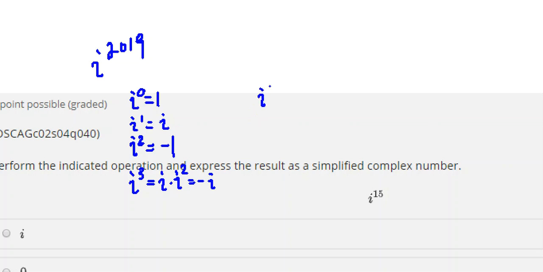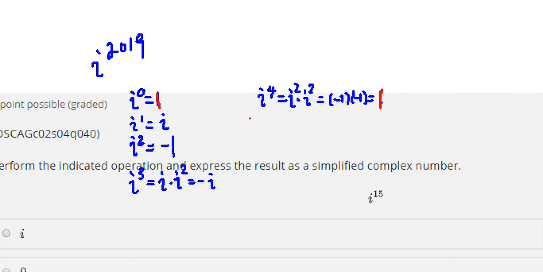So now let's continue. i to the power 4. There are a couple ways. One is i square times i square. You certainly can do i times i cubed, but I just choose i square times i square, which is -1 times -1. You'll get 1. Well, what a coincidence. Here, this is 1, this is 1, right?